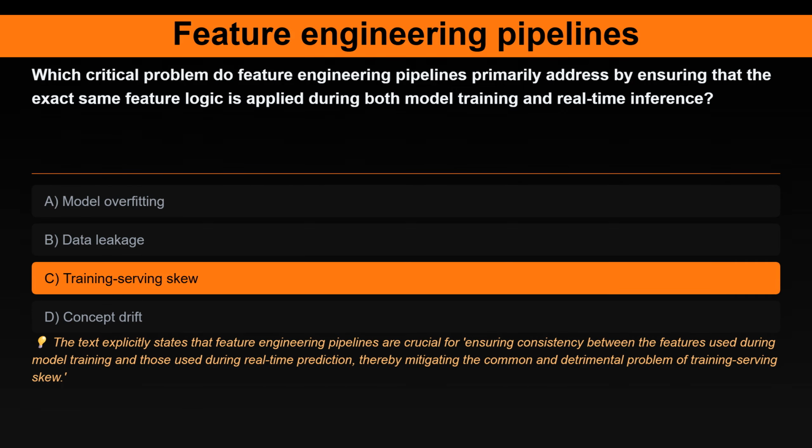The correct answer is training serving skew. Here's the explanation. The text explicitly states that feature engineering pipelines are crucial for ensuring consistency between the features used during model training and those used during real-time prediction, thereby mitigating the common and detrimental problem of training serving skew.